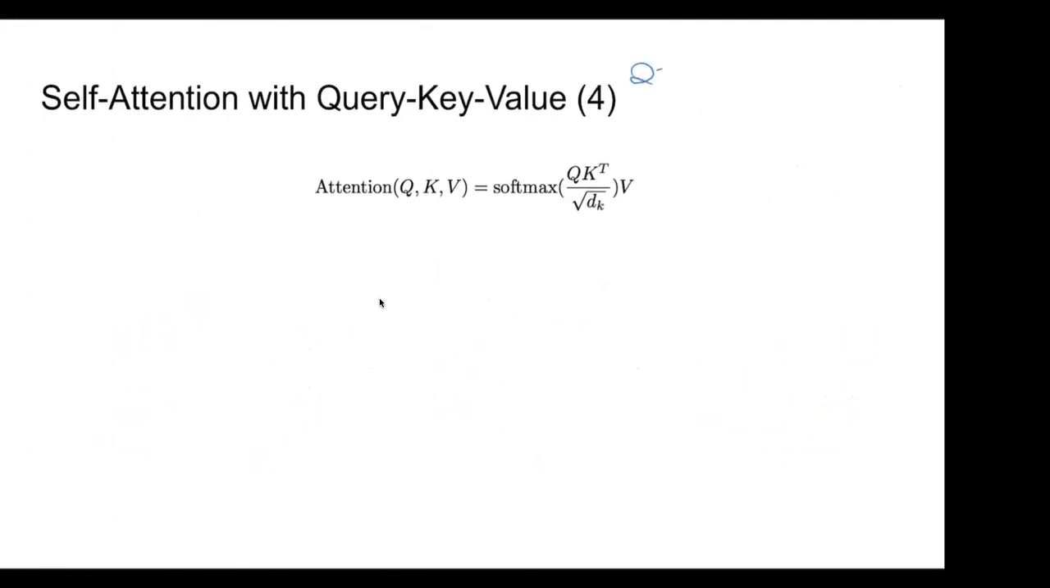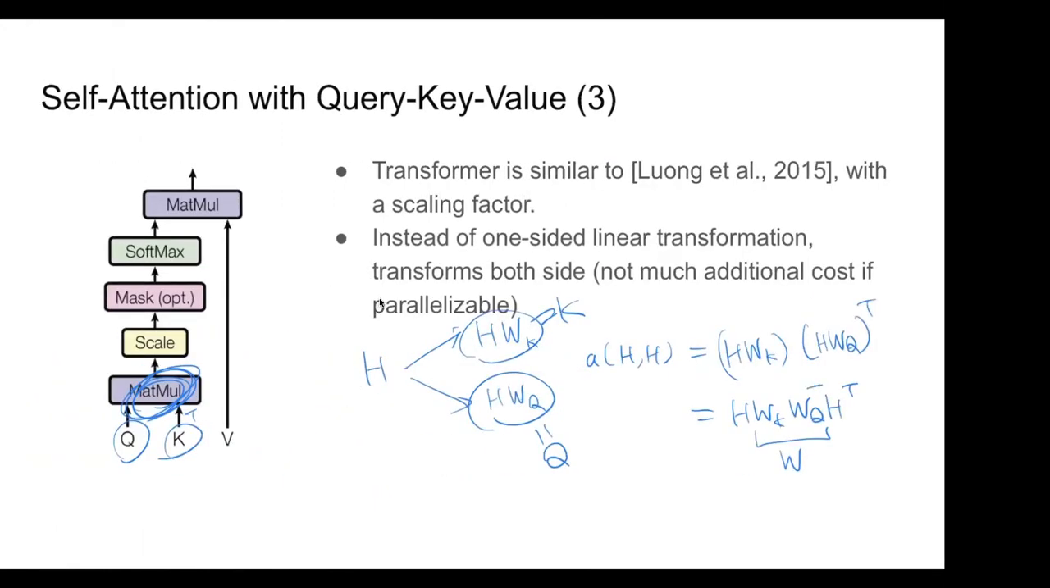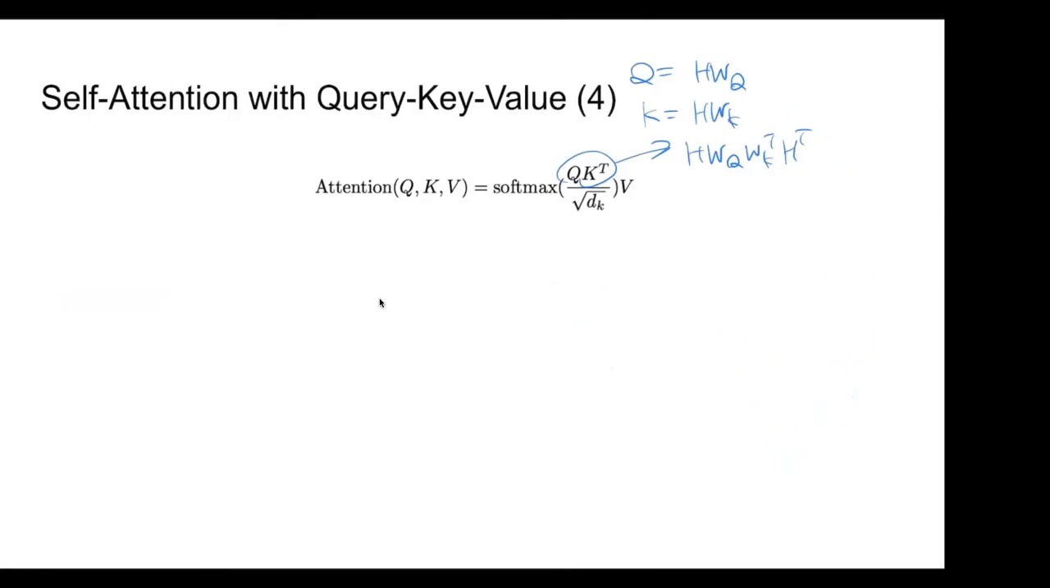As we saw, Q is what? H times WQ, and K is H times WK. And then if you compute Q times K transpose, this becomes H WQ WK transpose H transpose, right? Actually, I think I made a mistake here too. It should be transpose here too, right? Anyway, we're saying that this is theoretically similar to just one matrix, but that's why we're computing it this way. But we see an interesting thing here. What is this?